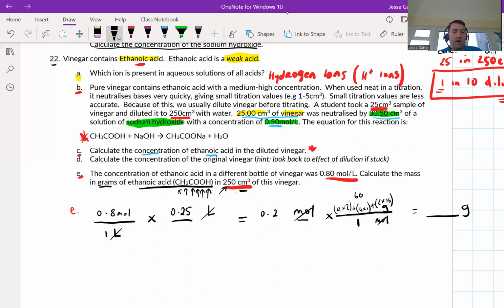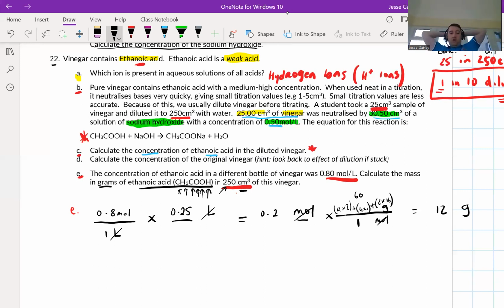Okay, and then you put that in your calculator and we should get grams. So we got 0.2 times by 60 over 1. And you get 12 grams. Okay, so the answer to E would be 12 grams in 250 centimeters cubed. All right, so well done if you got that right.